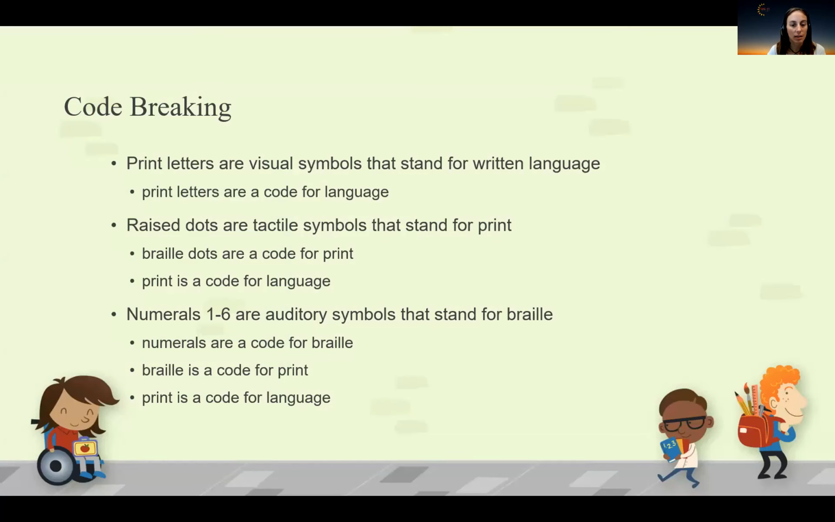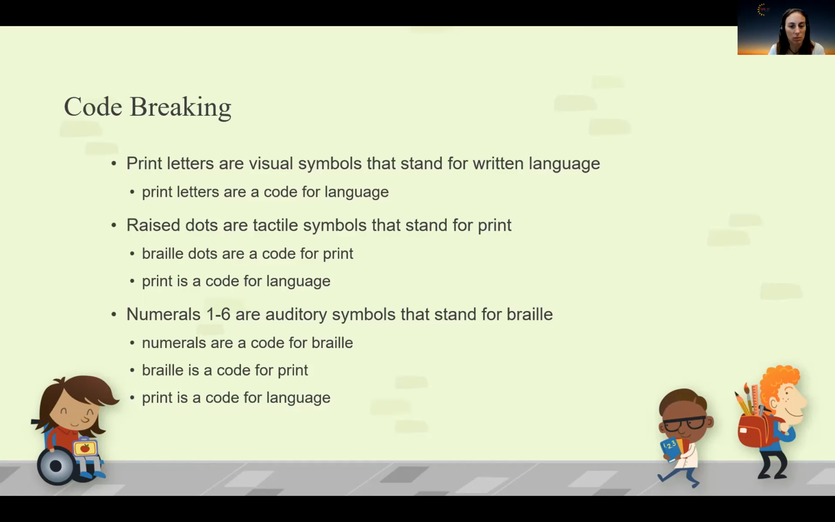The numbers, therefore, are a code for Braille, right? Because we're taking these numbers 1 through 6. They're essentially just a name, because this is what children are hearing. This is what we're saying out loud. So the numerals are a code for Braille. The Braille is a code for print. And then we get to the print, which is a code for language. So that's a lot. Essentially what we're saying is numbers 1 through 6 are this auditory code.